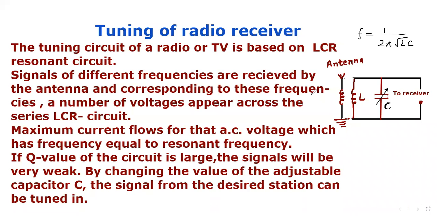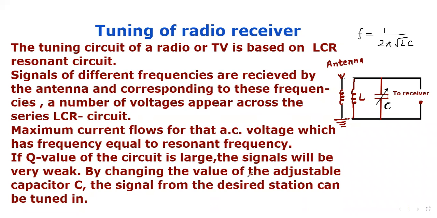And corresponding to these frequencies, a number of voltages appear across the series LCR circuit. This is shown. So here this is L, this is C, and there is resistance in the circuit. So a number of voltages appear across the series LCR circuit. Maximum current flows for that AC voltage which has frequency equal to resonant frequency. If Q value of the circuit is large, the signals will be very big.